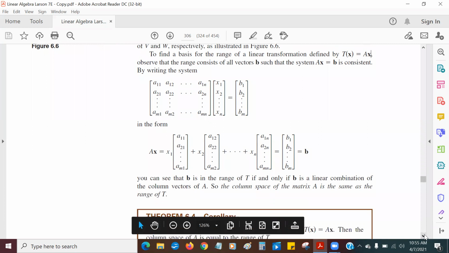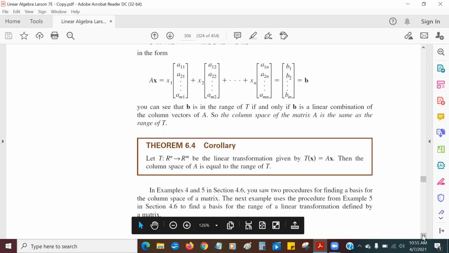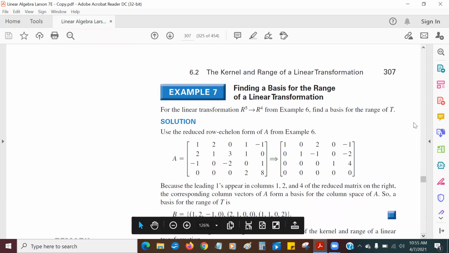And we have here, if T is a linear transformation from Rn to Rm, and it's defined by a matrix multiplication, then the column space of the matrix A is literally equal to the range of T. And that is awesome. Now finding the basis of the range of T is the same thing as finding the basis of the column space of A, which is something we learned how to do already, but let's just take a look.